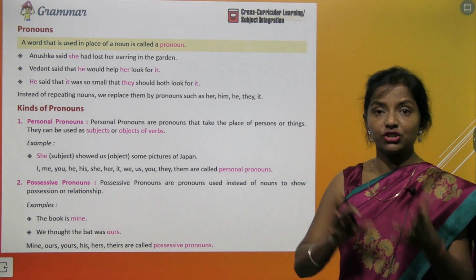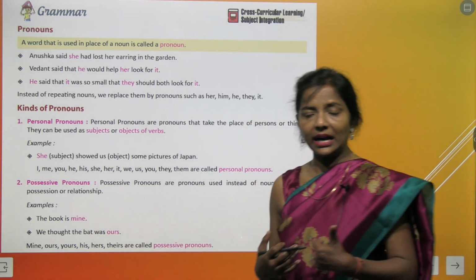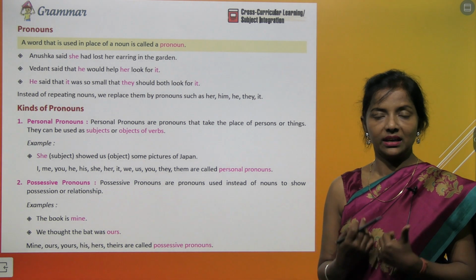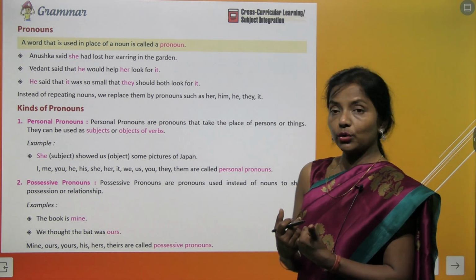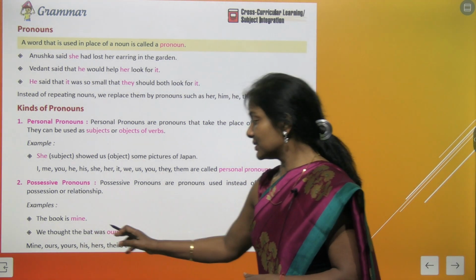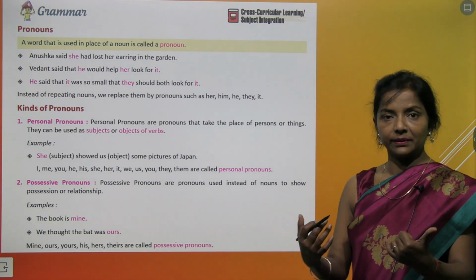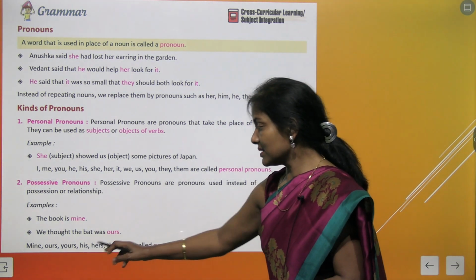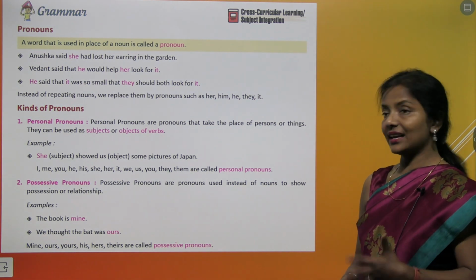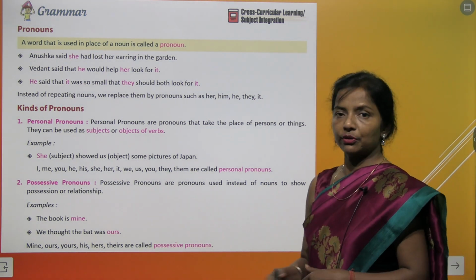Or the relationship. The book is mine. ये book मेरी है, in my possession. Okay, so it's showing the possession. We thought the bat was ours, हमारा. Mine, ours, yours, his, hers, theirs are called possessive pronouns.